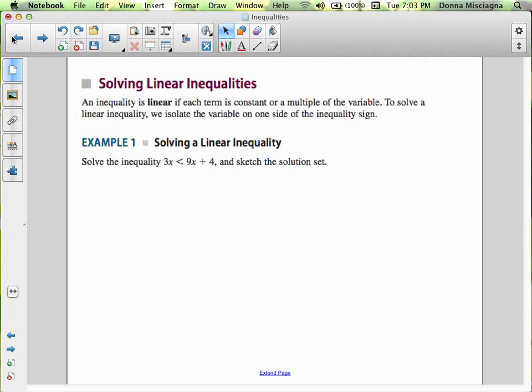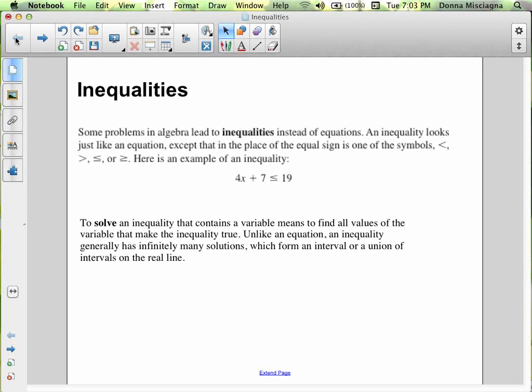All right, so let's go back to this one that was in your notes, and I'll go through the steps for solving an inequality. Here we have the inequality 4x plus 7 is less than or equal to 19. First we want to, just like before, perform inverse operations.